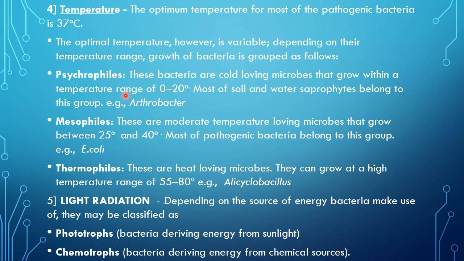First is psychrophiles. These bacteria are cold loving microbes that grow within a temperature range of 0 to 20 degree. So they grow and survive in the cold environment. Okay, and most of the soil and water saprophytes belong to this group. Saprophytes are the bacteria which depend on dead and decaying organic matter. So saprophytes living in soil and water all belong to this group called psychrophiles.